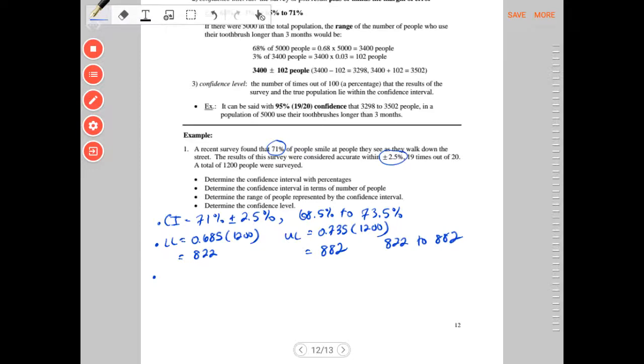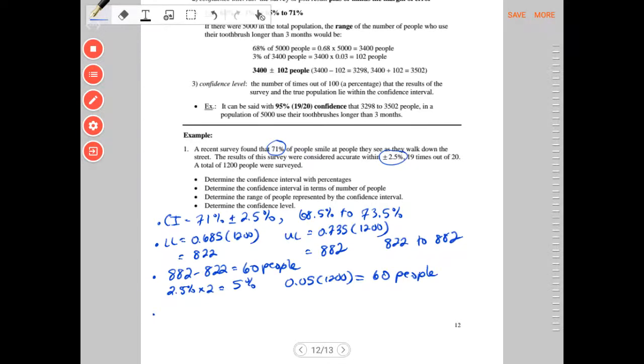Determine the range of people represented by the confidence interval. Well, range is biggest take away smallest. So 882 subtract 822 works out to be 60 folks. Now the other way you could find that is if you were to take your 2.5% times 2, because that would give us the entire range of the percentages, that's 5%. So if you take 5%, change it to a decimal, and multiply by the total number of people, which was 1,200, you would also get 60 people.